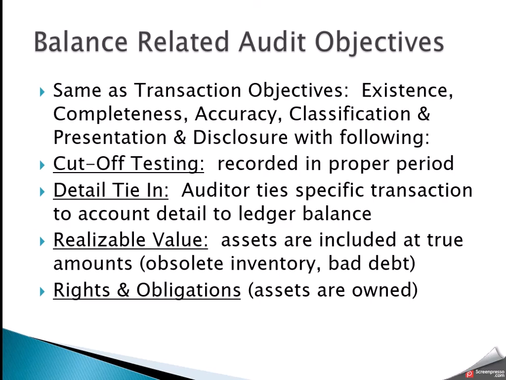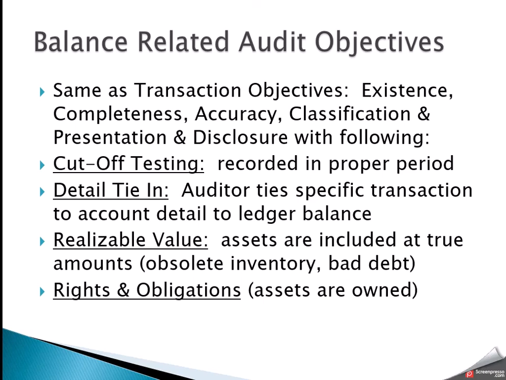So balance related versus transactional related is what we're going to have on the next slide. So, balance related audit objectives. Those are like, okay, I'm looking at accounts receivable and I want to know, is my accounts receivable balance that's on my balance sheet accurate? And how can I get comfortable that it is? So these would be the types of things that they're going to look at.